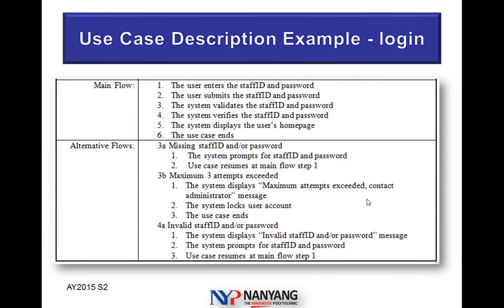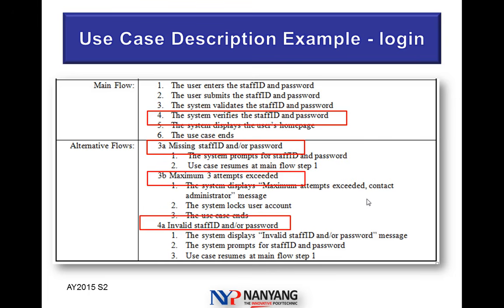Here are the details of the main flow and the alternate flow. Take note of the alternate flow, where each alternate flow has a scenario name. So how do these step numbers arise? For instance, let's say we have the system verifies the staff ID. Note that this is actually step 4.